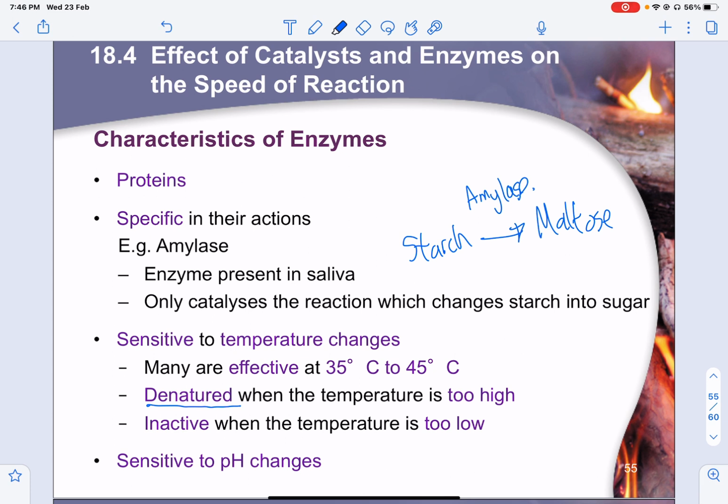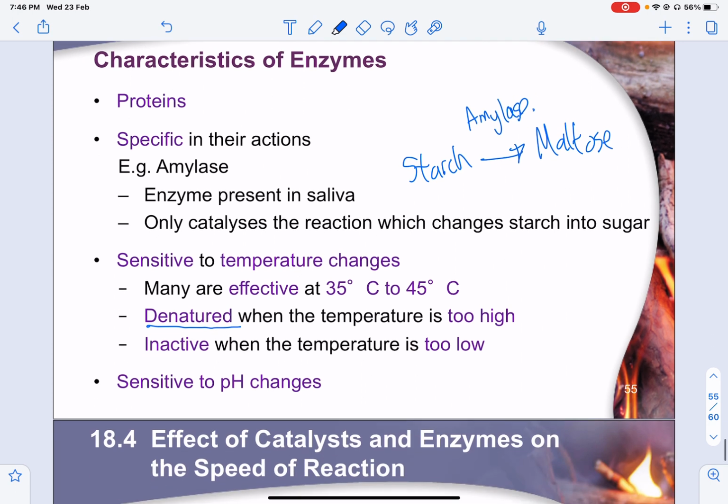If let's say you have the enzyme amylase, it will only digest starch into maltose and nothing else. If you throw it with protein, amino acids, amylase will not digest your protein, it will not digest your fats. It only catalyzes the reaction which changes starch into sugar, which is maltose in this case.